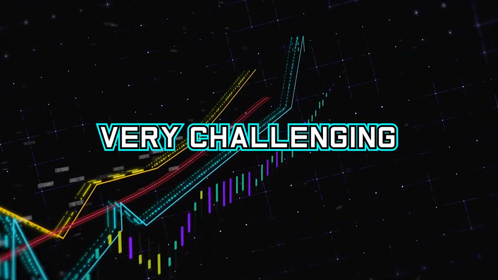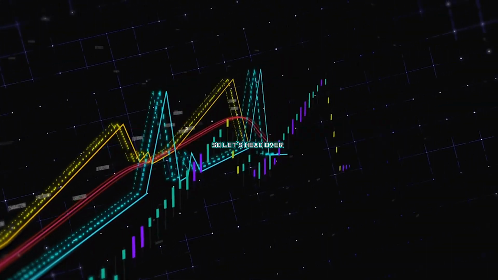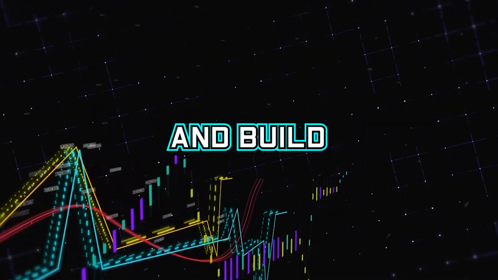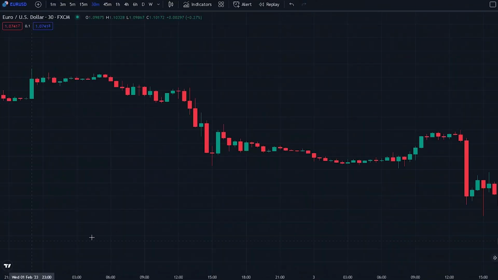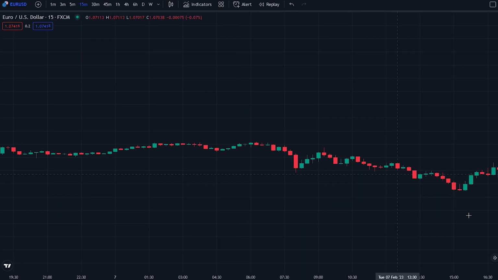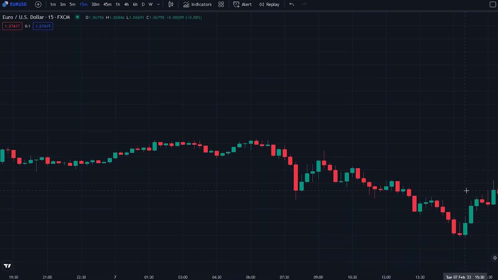This may all sound very challenging to apply to your analysis, so let's head over to TradingView and build a simple strategy around these concepts to simplify the process. Let's first change the time frame of the chart to the 15-minute time frame. Now let's add the indicator that we will be using to the chart.